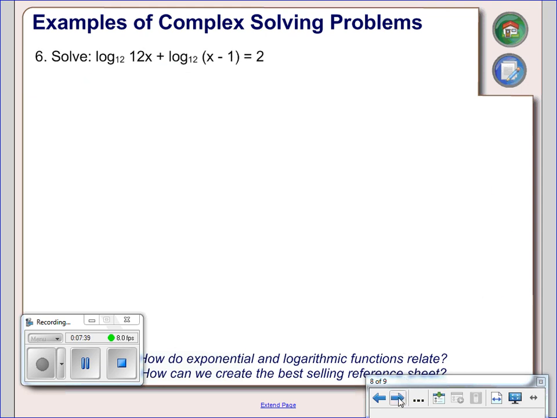Okay, now for the next problem. Again, a log problem where I have a base that's the same, some plus signs, and it's equal to a number. And just like before, I'm using my mind's eye to see if there's anything I could do that will help me work towards my goal of solving for x. So I see immediately the plus sign. So again, I can write log base 12 of x times x minus 1, because those two are the product property, equals 2.